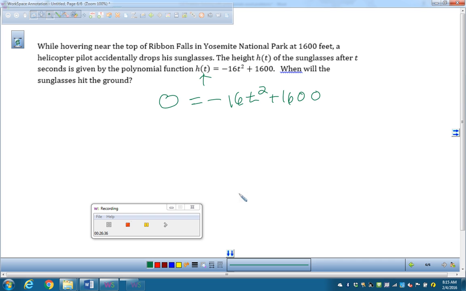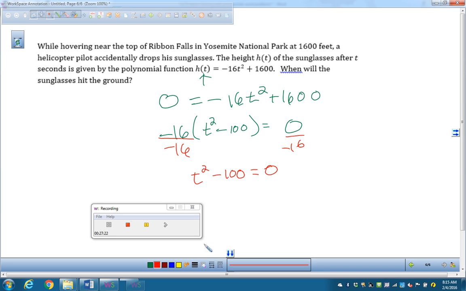Do you know how to solve that? What would I do? What could I factor out from both of these? Negative 16. I would factor out negative 16. I'm going to put the 0 on this side. Negative 16 times t squared minus 100 equals 0. And again, like we were talking about, you don't have to worry about the negative 16 when you factor. You could just divide both sides by negative 16 and it disappears. I get this nice simple equation, t squared minus 100 equals 0. Okay?